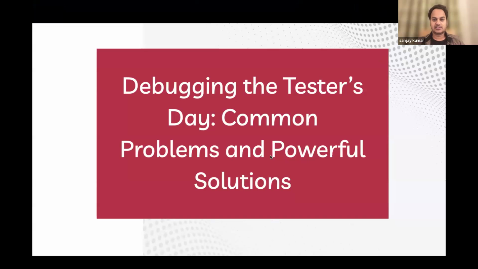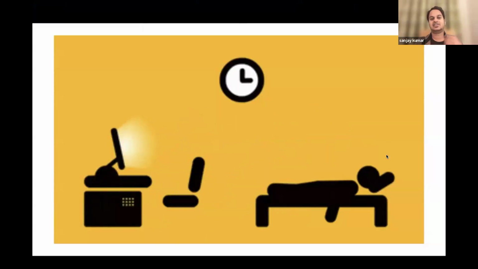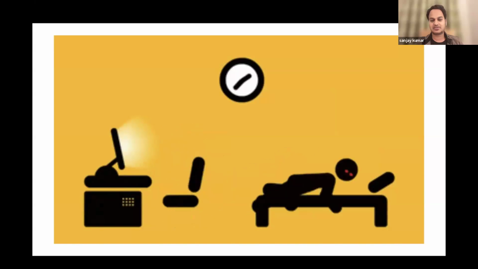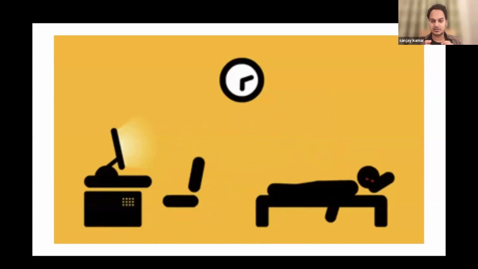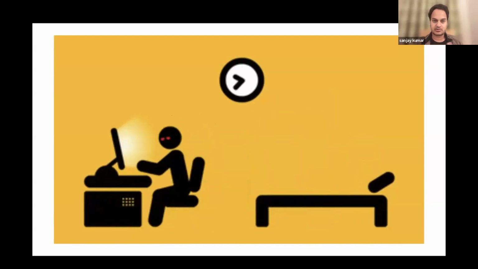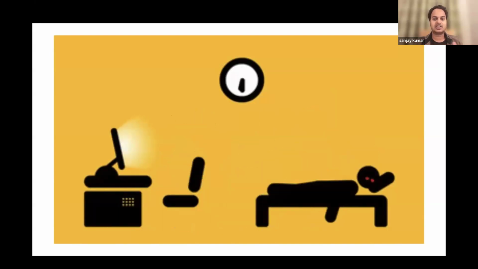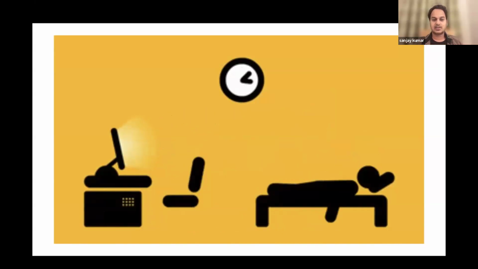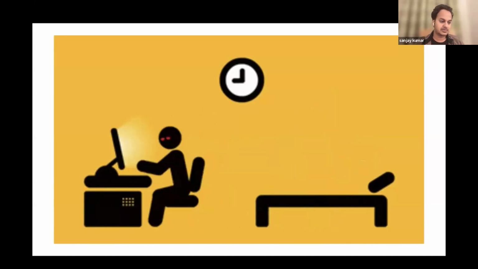Okay. Debugging the tester's day, common problems and powerful solutions. So generally how does our day, an IT engineer's life, look? Mostly we just get up early in the morning, go to work, and then come back. I'm just trying to demonstrate a tester's life or an IT engineer's life. This is how it generally looks. How can we save our time in between? Whatever work you are doing today, tomorrow you will be doing the same thing, but how smartly can you do it so that you can save some time out of whatever work you are doing today, and then you can do some other stuff, you can learn something else.